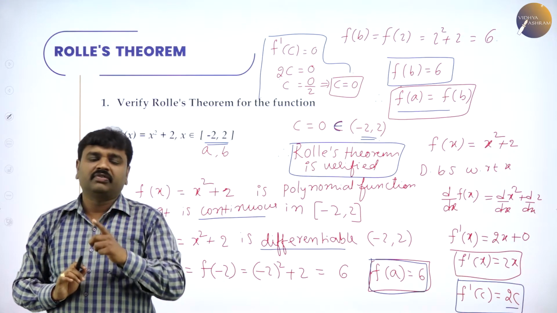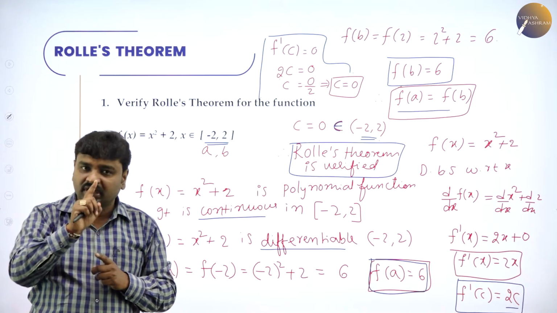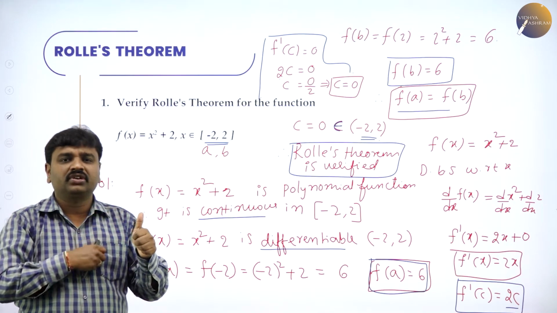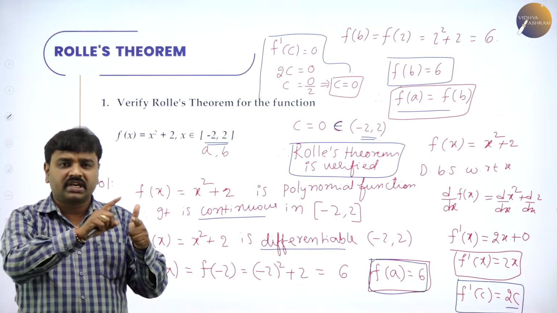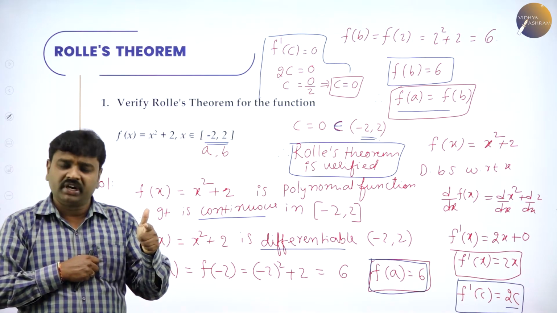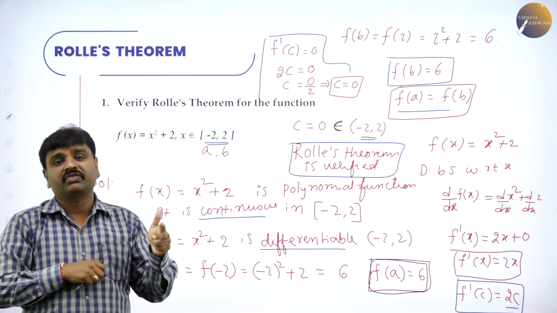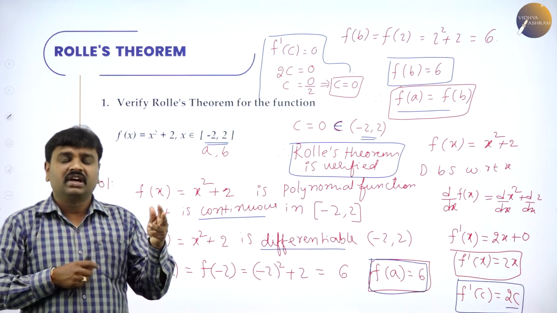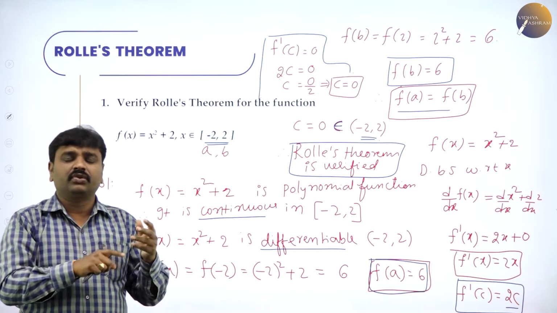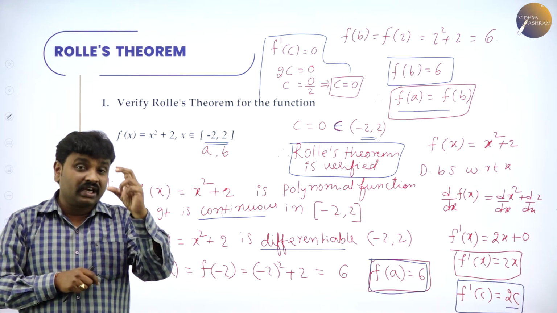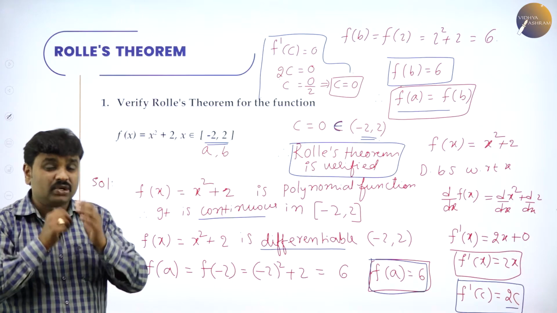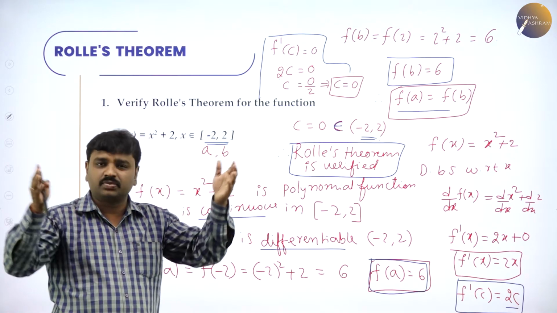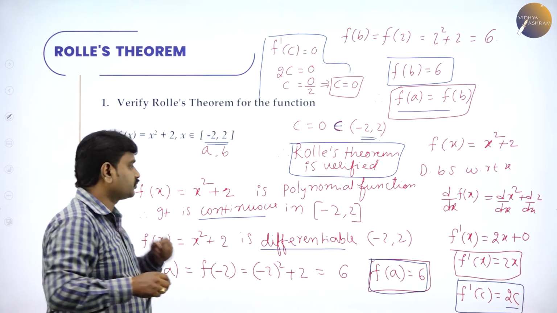They give polynomial functions. Remember, polynomial functions are always continuous. What are the steps in Rolle's theorem? First, you should prove it is continuous in the closed interval. Second, you should prove it is differentiable in the open interval. Third, you should prove the f of a value is the same as the f of b value. Fourth, you should find f dash x and then f dash c. And fifth, you equate f dash c to 0 and get a c value, and the c value should lie in the open interval. In this problem, we got c as 0. It lies between minus 2 and 2.